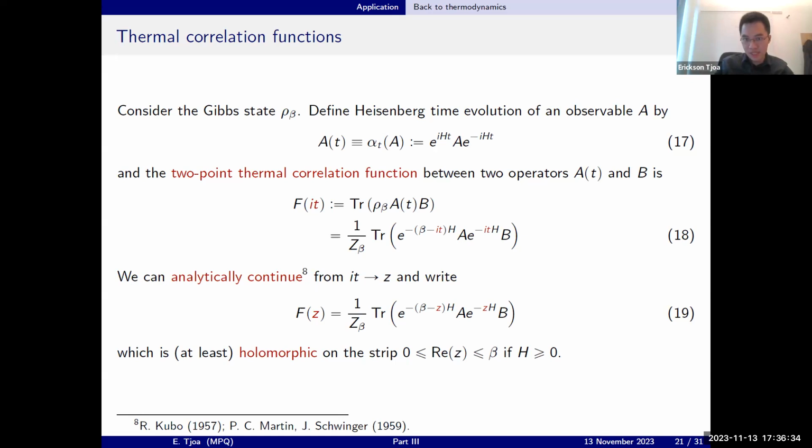Okay, equation 18 is just trivial. But what's not so obvious is that you can analytically continue this function from just the imaginary line to the entire complex plane. And this function is going to be holomorphic, or analytic, only on the strip where the real part of z is between 0 and the inverse temperature beta. So that means on this strip the thing is differentiable, if of course the Hamiltonian is bounded from below. This is just the Kubo-Martin-Schwinger, or KMS, condition. And this is just a mathematical trick, you just do analytic continuation. You can always do this.